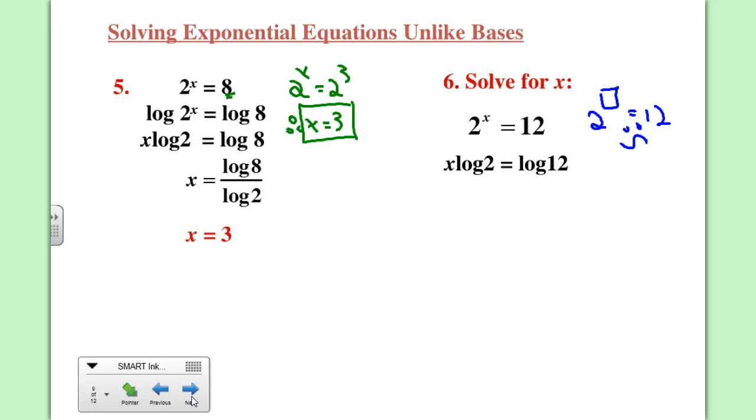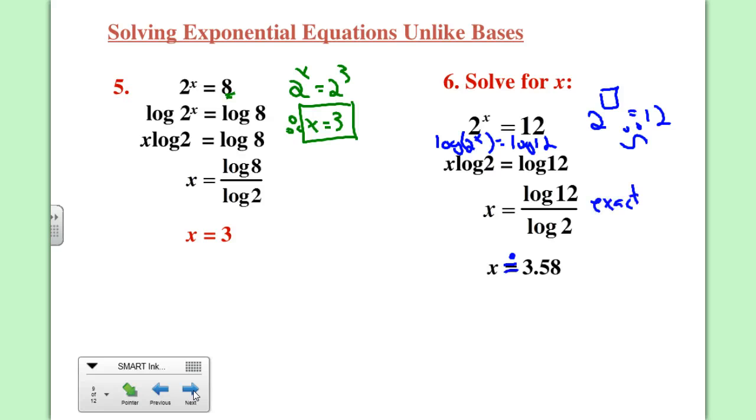And if I take the log of both sides, notice I've skipped a step in the PowerPoint. It would have started out as the log of 2 to the x equals the log of 12, but using the power law, x log 2 equals log 12, and so we get x equals log 12 over log 2. That's the exact value of that. Now, if we choose to be approximate, it's approximately equal to 3.58. So if you want to have an exact value, you've got to leave it like that.